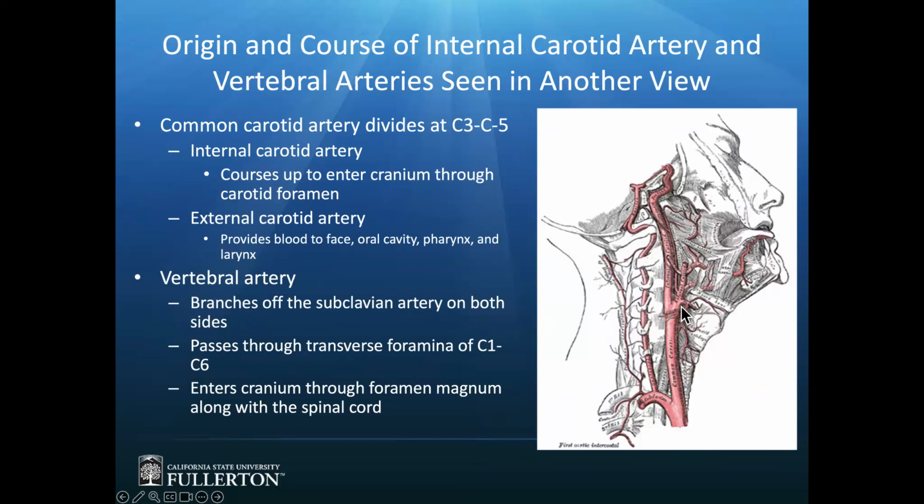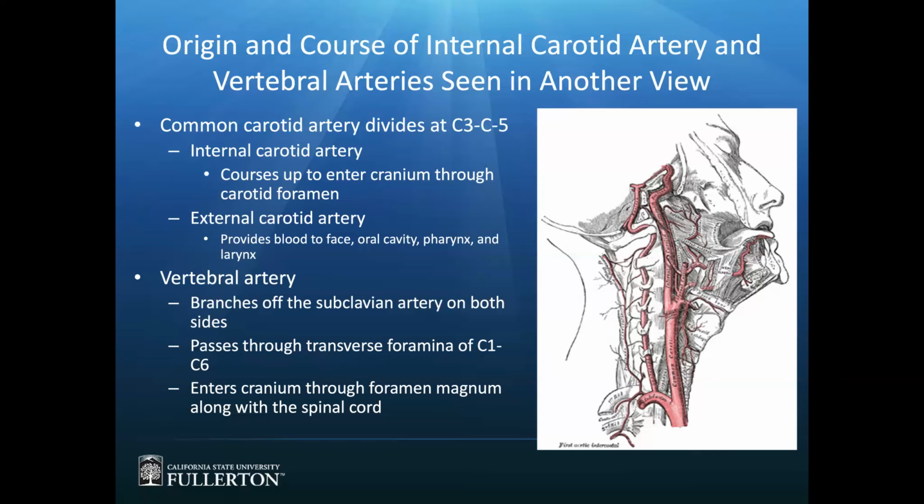All right, so we're back to our sources here. We've got another depiction here of the bifurcation of the common carotid into an external carotid artery and an internal carotid artery. And then that internal carotid is the one we're going to track up, and it just continues on up, and it goes through the base of the skull and a little foramen referred to as the carotid foramen. How convenient. It's named after the artery. And again, the external carotid provides blood to the face, the oral cavity, the pharynx, and the larynx.